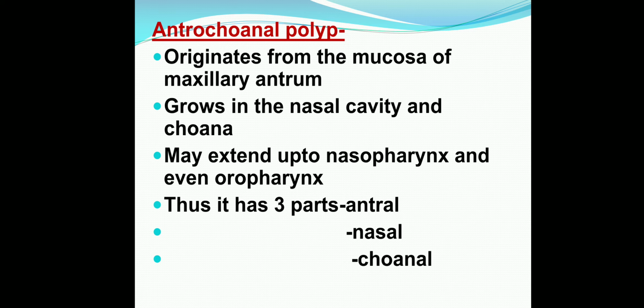Now let us discuss antrochoanal polyp. It is also called Killian's polyp. Antrochoanal polyp originates from the mucosa of the maxillary antrum. It grows into the nasal cavity and choana and may extend up to the nasopharynx and even the oropharynx. Thus, it has 3 parts: antral, nasal, and choanal. So, it is usually a trilobed polyp.